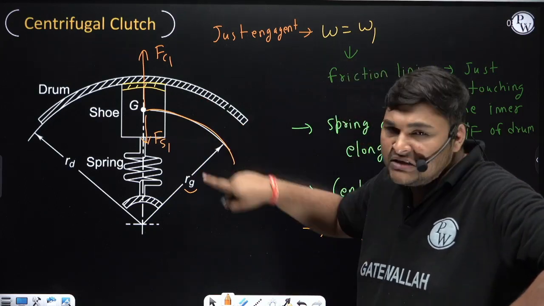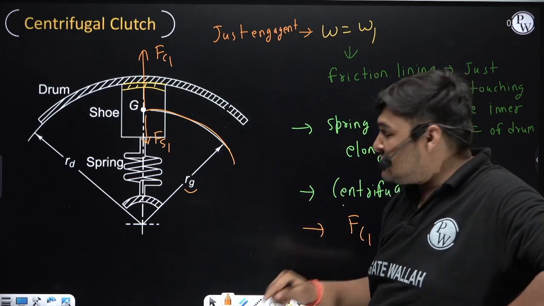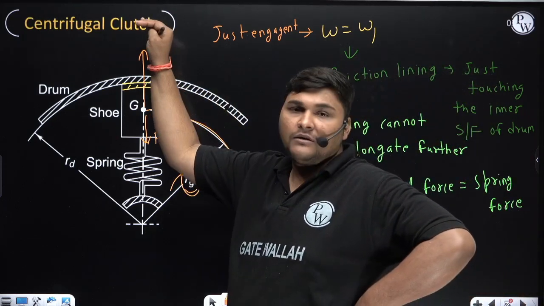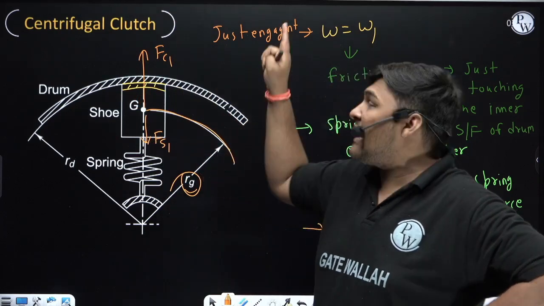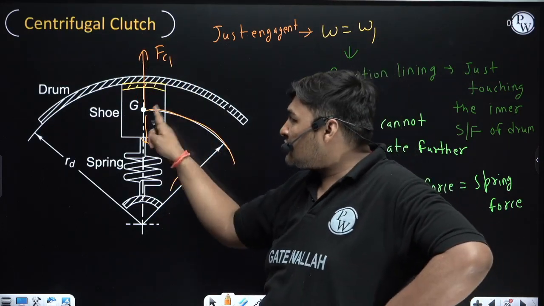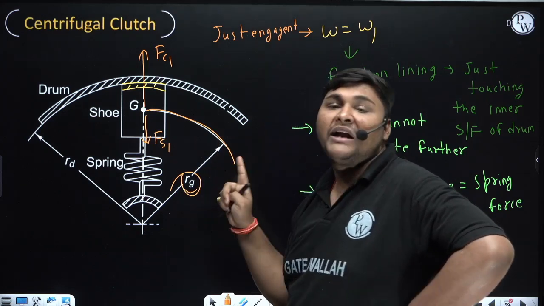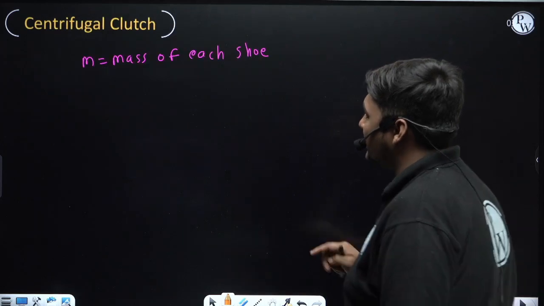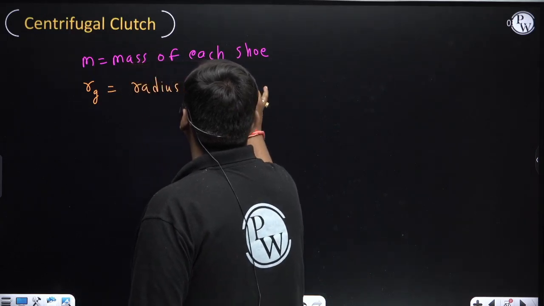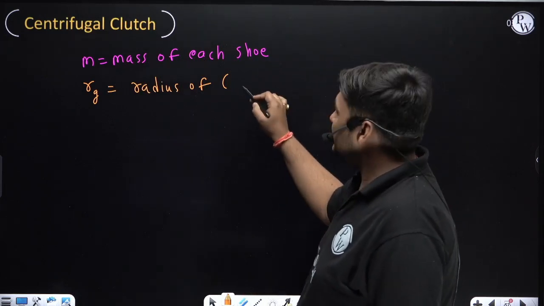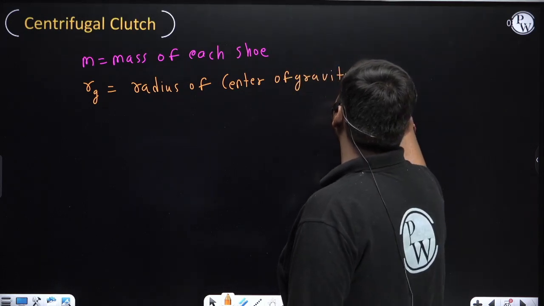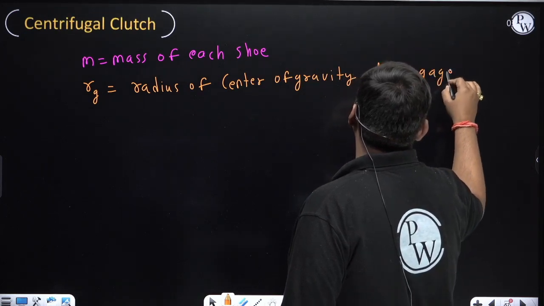Why I am saying engaged position? It is just engaged. But can I say for all engaged position the value of rg will be fixed? Why will it be fixed? Because after this speed, this shoe cannot move further, or this spring cannot elongate further, and after this speed all positions are engaged positions. Since this spring cannot elongate further, this position of g is fixed. Means for all engaged positions the value of rg will be fixed. So what is rg? Rg is the radius of center of gravity at engaged position, because at all engaged positions the value of rg will be fixed.